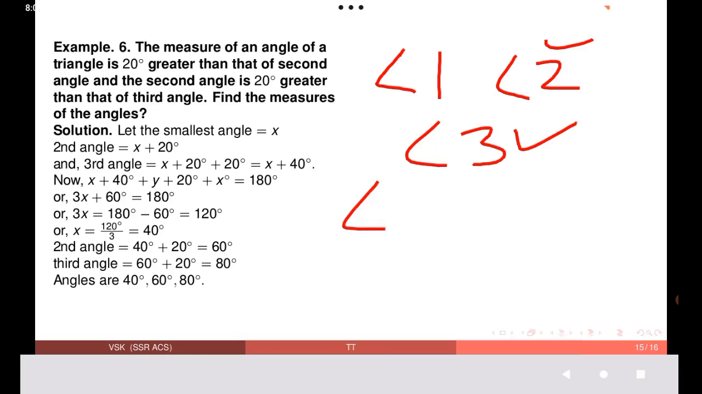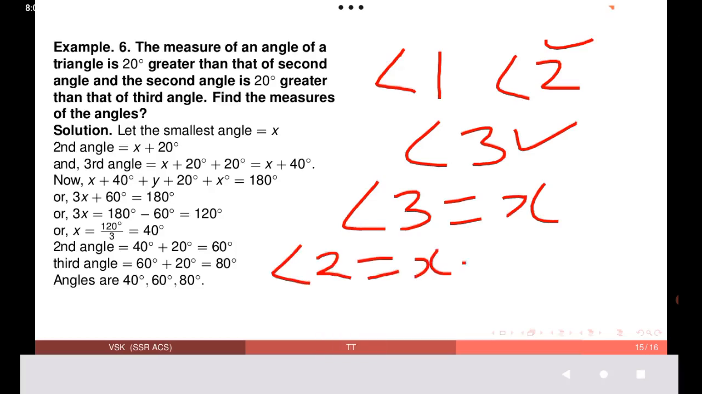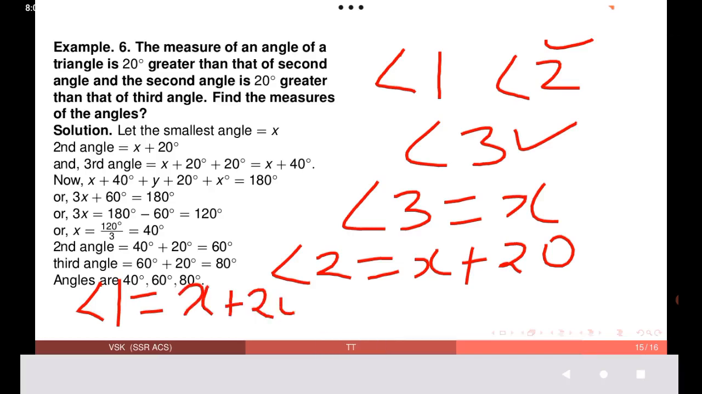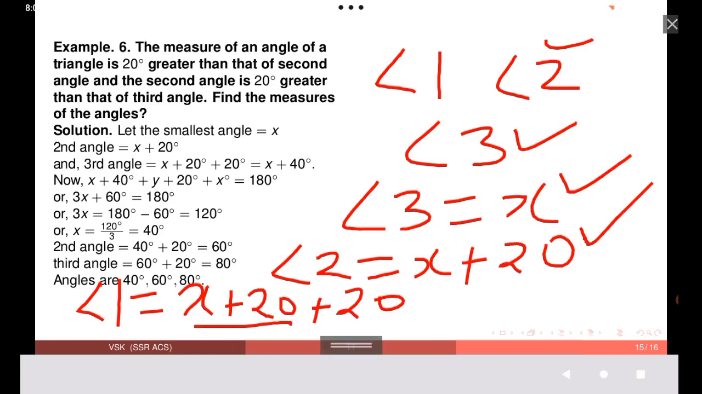So let us start with angle 3. Let us say it is equal to x. And what will be the second angle? The second angle will be x plus 20. Then what will be the first angle? It is given that it is 20 more than the second angle, so it will be x plus 20 plus 20. How did we do this? Angle 3 we have supposed is x. Angle 2 will be 20 more than the third angle, so it is x plus 20, and angle 1 is 20 more than the second angle. So x plus 20 is the second angle, plus 20. So this will become the first angle.